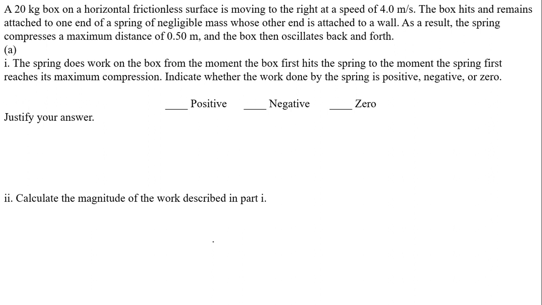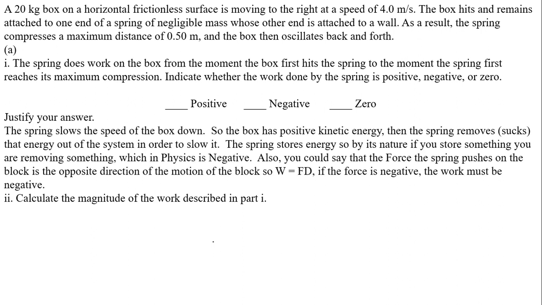The spring on the box at first hit the spring. Indicate whether the work done by the spring would be positive, negative, or zero. Well, you want to start with your justify, and what you have to start thinking about is what does a spring, in a sense, do? A spring is like an energy suck, right? It's a potential energy thing. So the spring is going to slow down the speed.